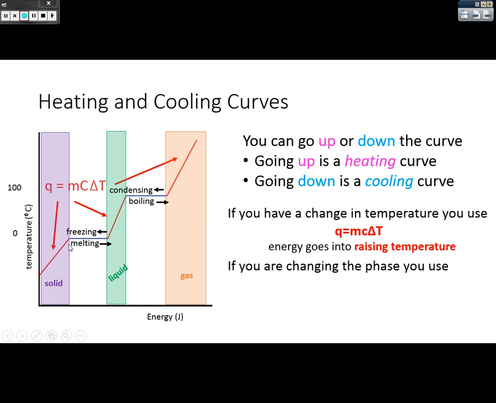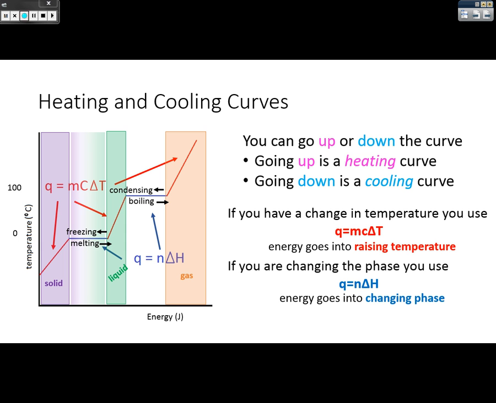If you're changing the phase, you're going to use that new equation, Q equals n delta H. And here, all the energy is going into changing the phase. So as we go across our x-axis and put more and more energy in, our temperature is no longer changing. Instead, we're undergoing a phase change where we're physically changing from a solid into a liquid. And so we use Q equals n delta H. So the flat parts of the lines are phase changes, and we use Q equals n delta H.